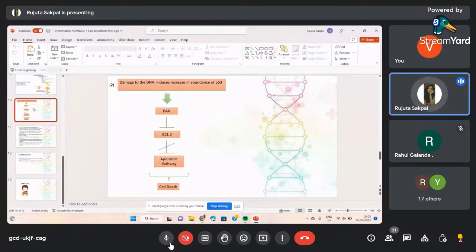BCL2 is the repressor of the apoptotic pathway. If it mutates, then it cannot repress the apoptotic pathway.